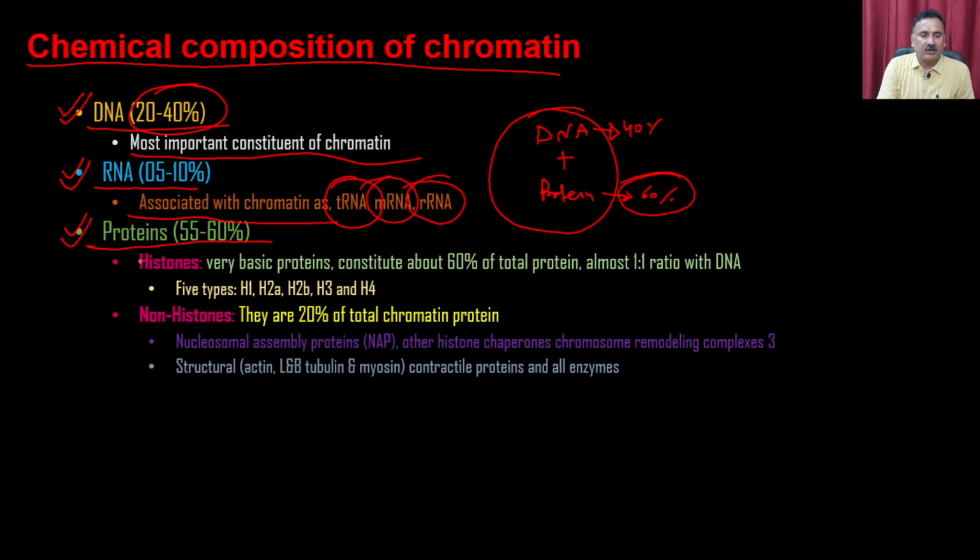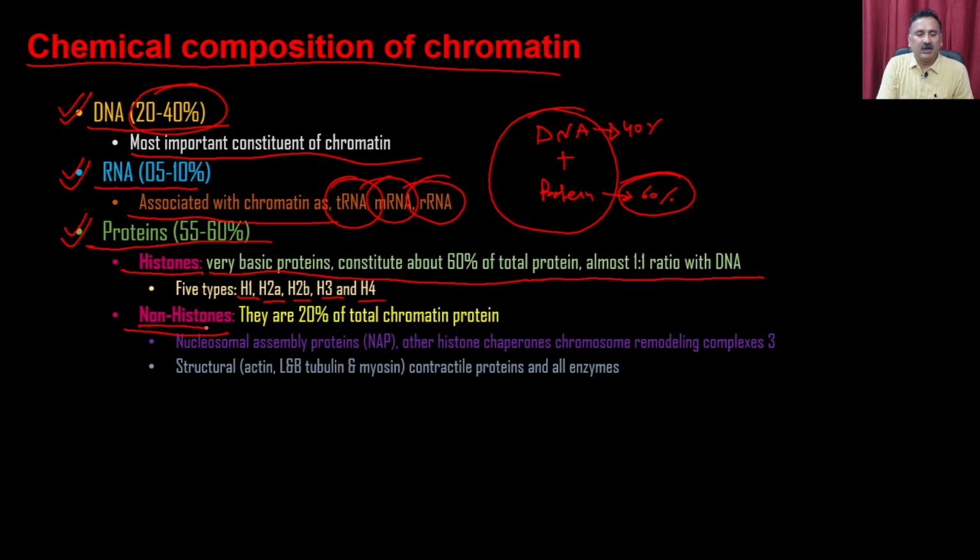Within the protein, you're going to have 2 different types of proteins: the histone proteins and the non-histone proteins. Histone proteins, very basic proteins, constitute about 60% of the total protein. Almost in a 1:1 ratio with the DNA, and you're going to have 5 different types of histone proteins: H1, H2A, H2B, H3 and H4.